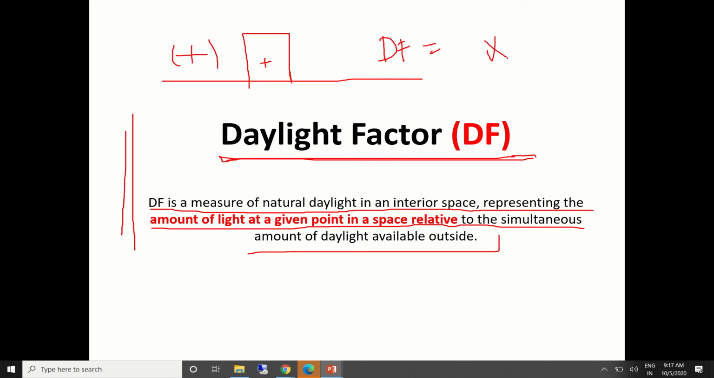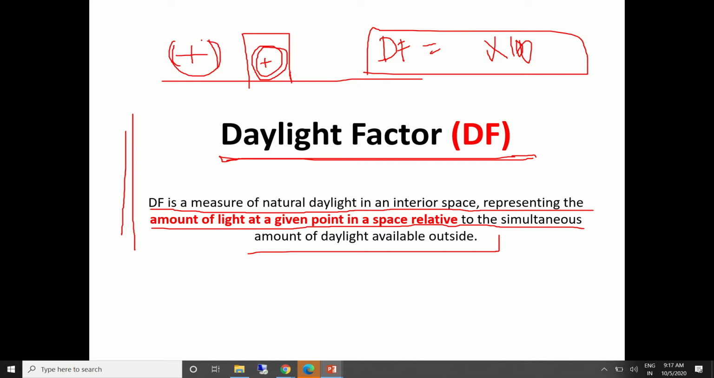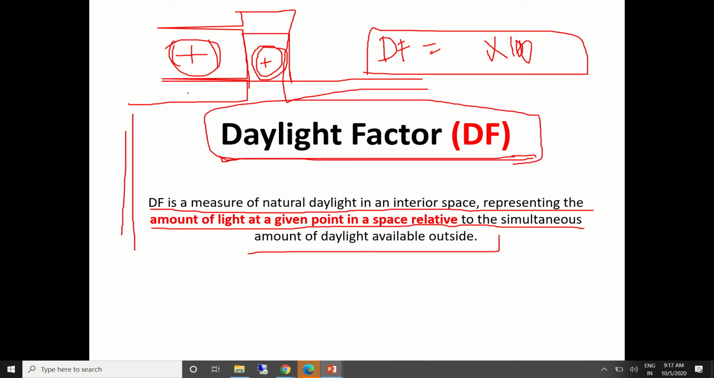Okay, and multiplied by a percentage. It is normally given in percentage. So it is a factor of the amount of light that is available inside the closed environment to the amount of light that is available in the outdoor conditions. This outdoor condition is defined in NBC and in fact in other manuals depending on the country in which you want to measure daylight.